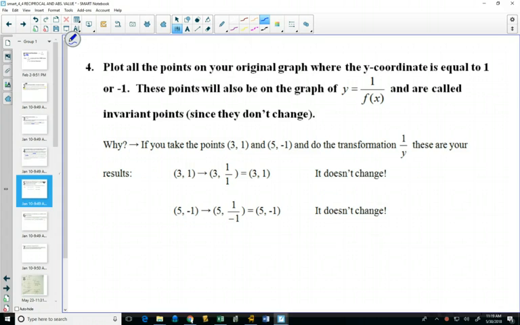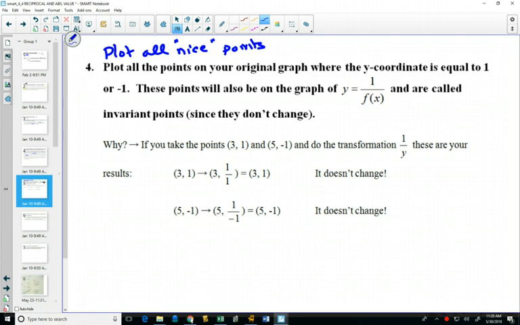I'm going to add to step 4, and I get you to write this in. Just plot some nice points. We've done this with every single graph. If you have a nice point, plot it. One of the really, really nice points are the invariant points.